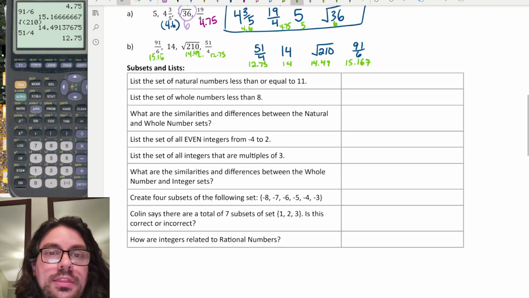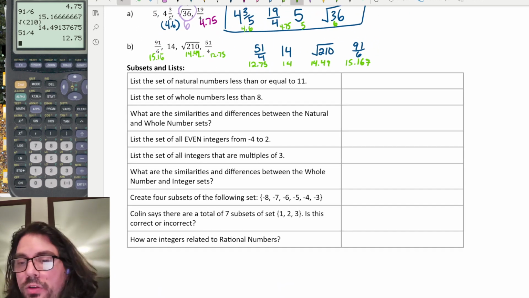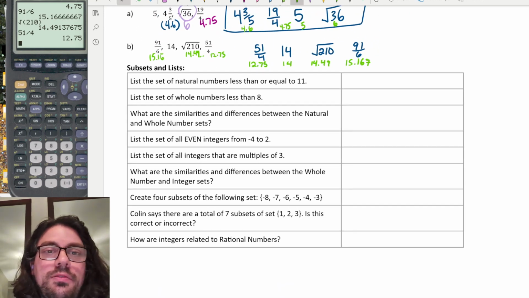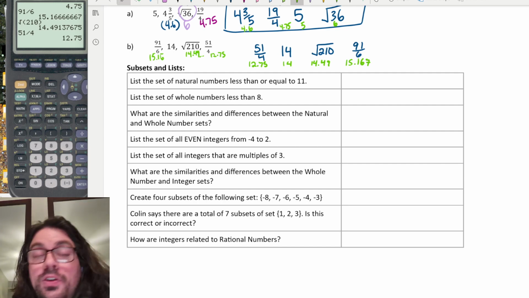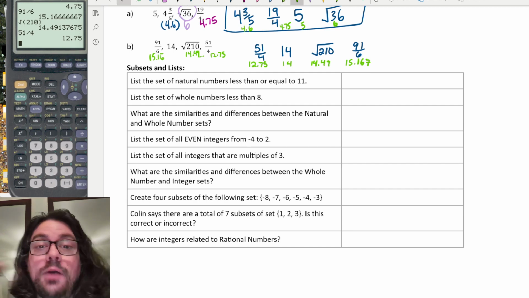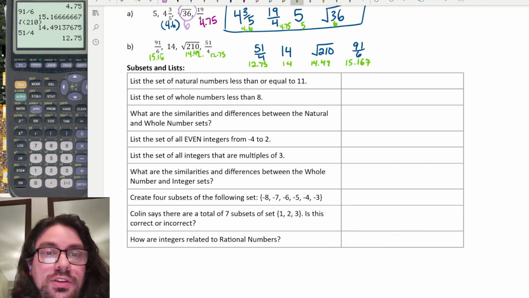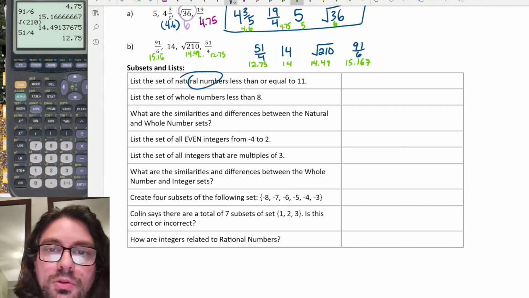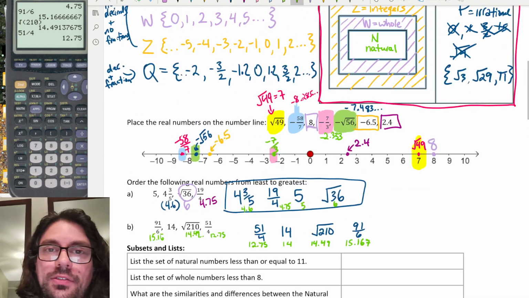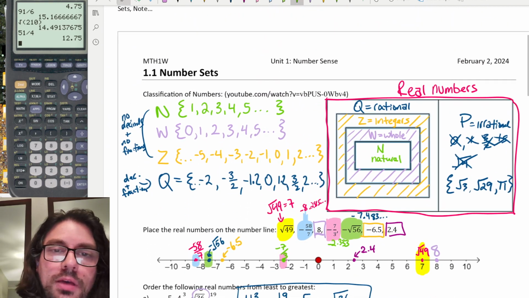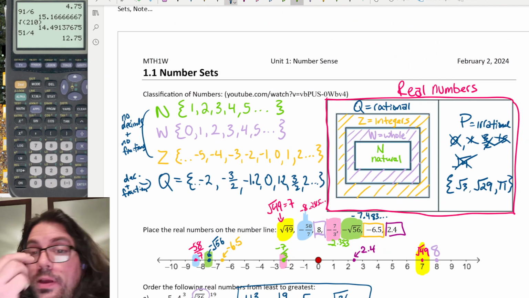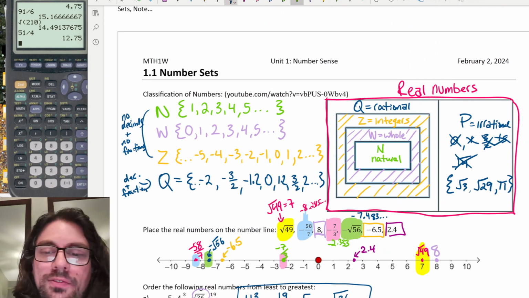So now there's just a little bit of practice here where we want you to go through all of these sets of numbers and see if you can find subsets and lists of numbers that come from them. So again, I want you to pause this video and see if you can fill all of these in and talk to each other, help each other out. We'll do just the first one together. List the set of natural numbers less than or equal to 11. So if we go up and look, we said the natural numbers start at 1 and they just keep going up always by 1. In other words, just counting from 1.